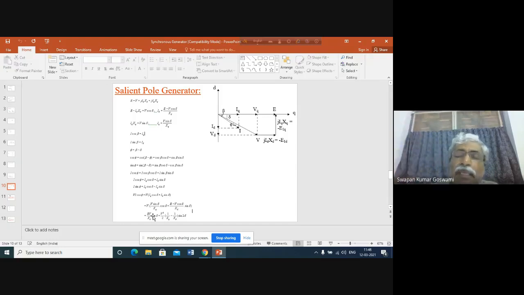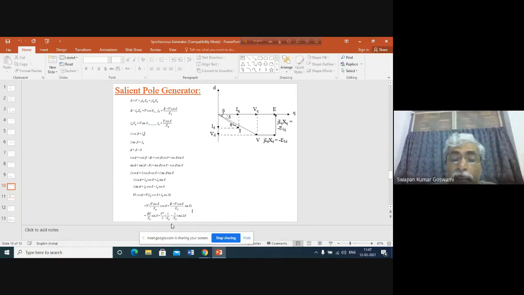You see that if we put XD equal to XQ, just for test purpose, this part vanishes. If XQ becomes equal to XD, then this part becomes 0, means it becomes the same expression as the expression for cylindrical rotor machine. That means this difference in the expression of active power is obviously due to the difference in the reactances or difference in the reluctances of the machine at the direct axis and at the quadrature axis. And that is the main source of difference.